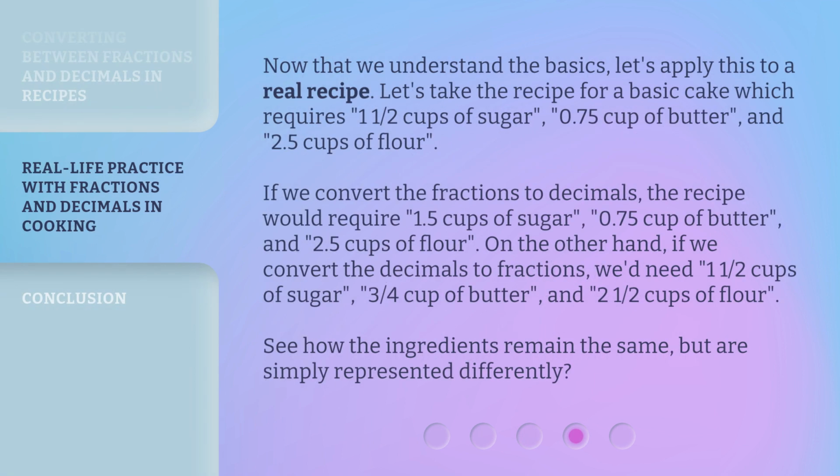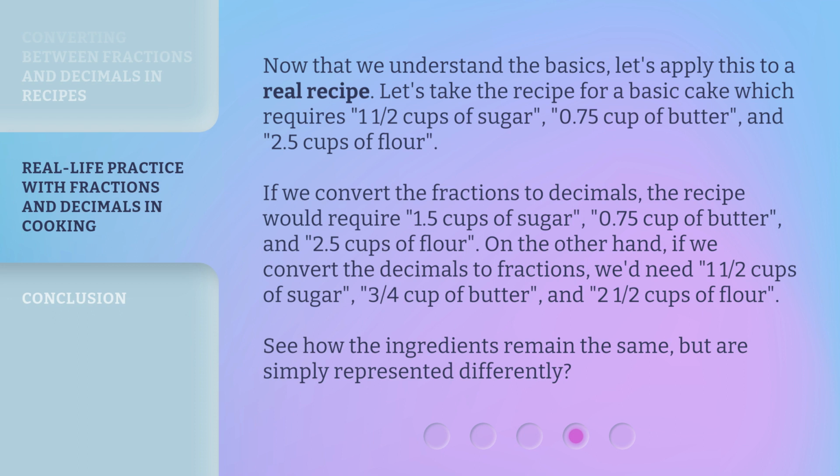Now that we understand the basics, let's apply this to a real recipe. Let's take the recipe for a basic cake which requires 1.5 cups of sugar, 0.75 cup of butter, and 2.5 cups of flour. If we convert the fractions to decimals, the recipe would require 1.5 cups of sugar, 0.75 cup of butter, and 2.5 cups of flour.